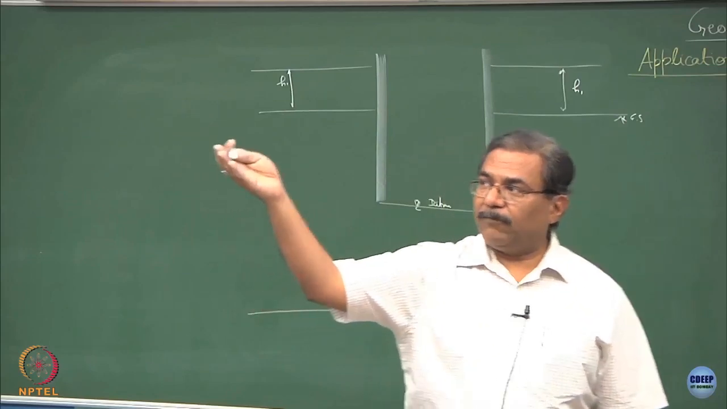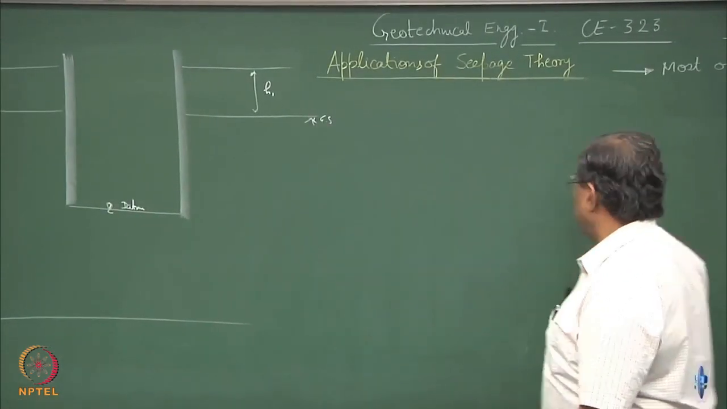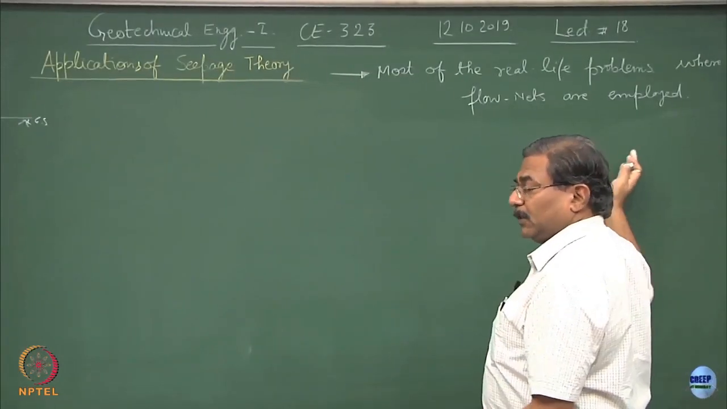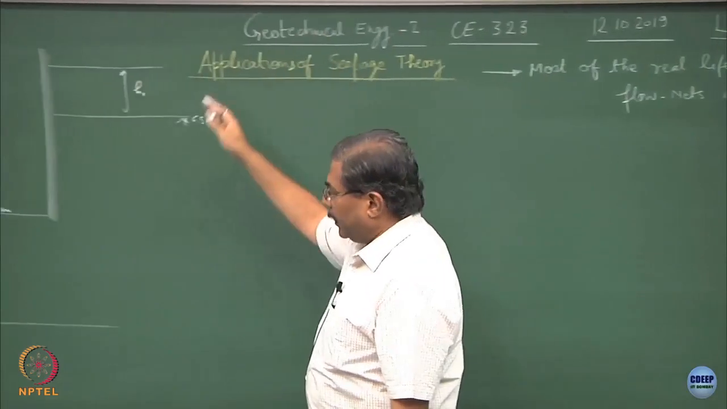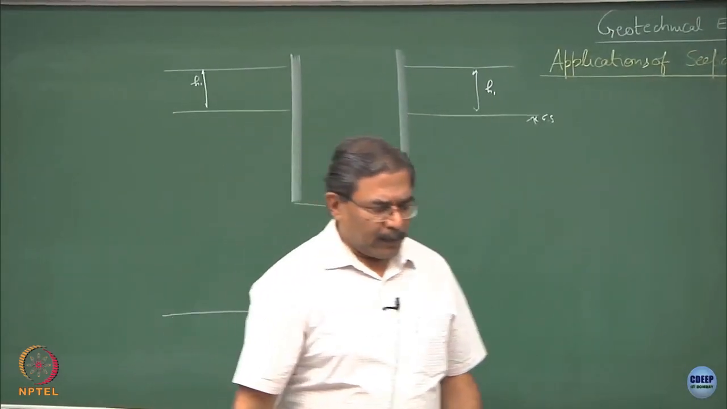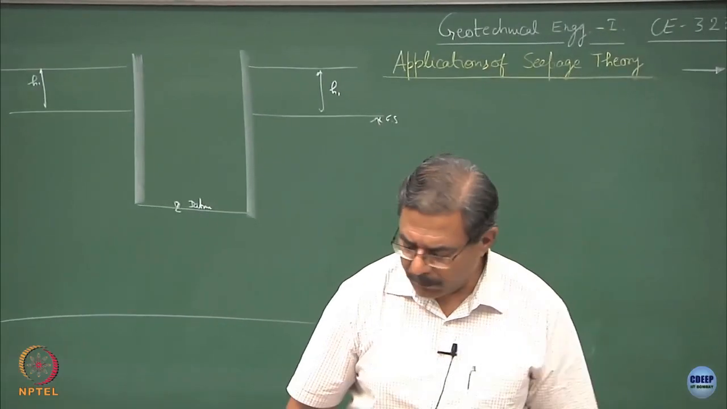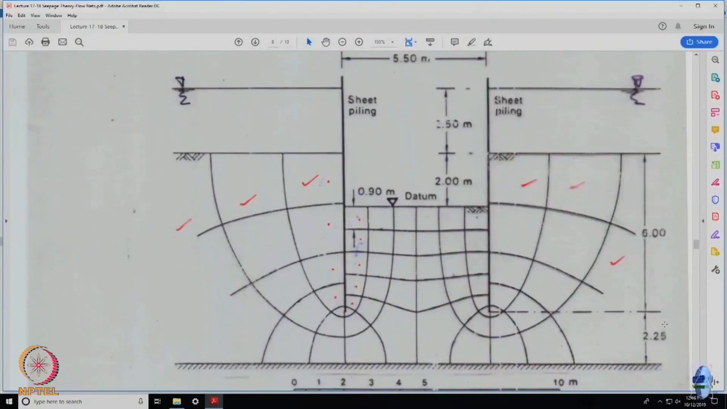Having established the flow net by one of the methods, either numerically or graphically using the teledeltas paper, you can draw the flow nets and then start analyzing it. So, when you analyze, we have to count the number of drops and the number of flow lines. This is what we discussed in the last lecture.